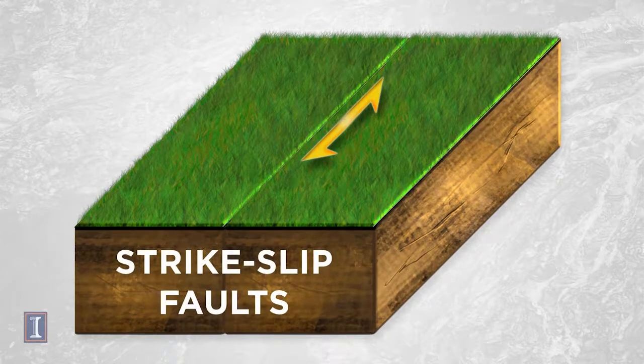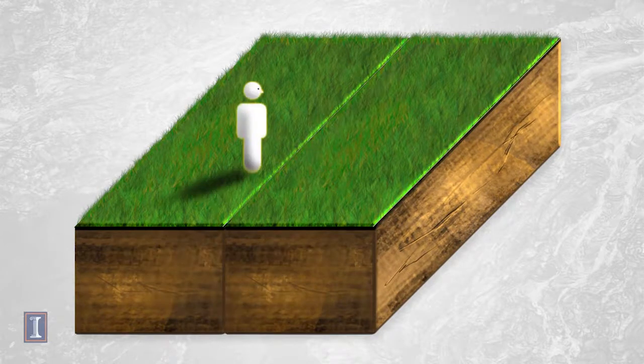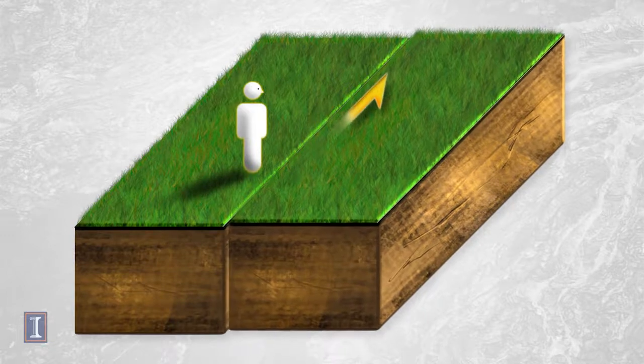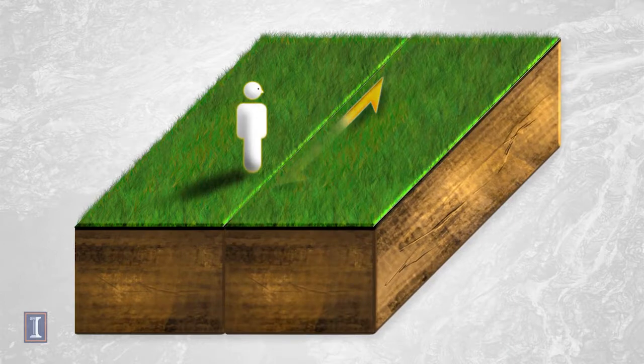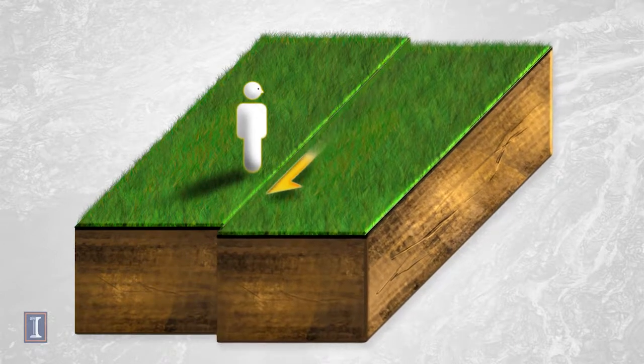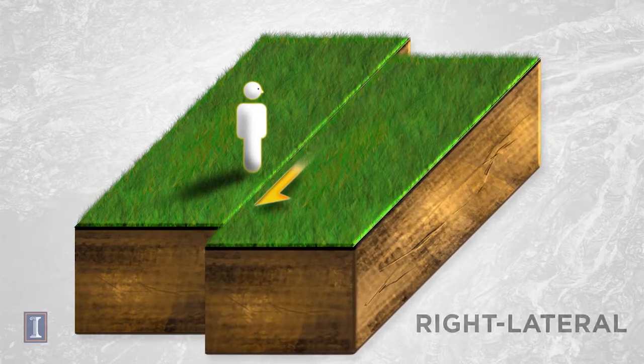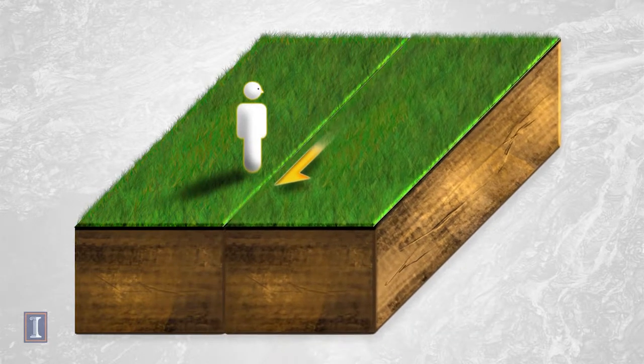Now, in this case, if I'm standing on this side of the fault and I'm looking that direction, this block moved to my left. So this is called left lateral. And if I'm standing on the same side of the fault and I'm looking this way, the block slides to the right, it's called right lateral. We will be using these terms later on when we're describing particular faults that occur on the planet. So these are just useful adjectives for describing faults.